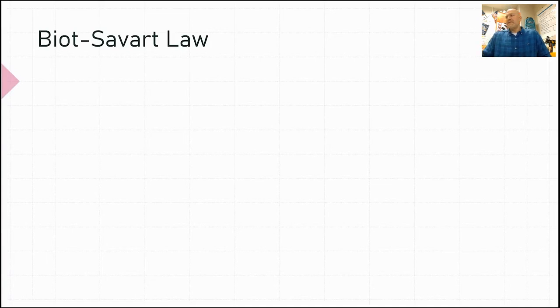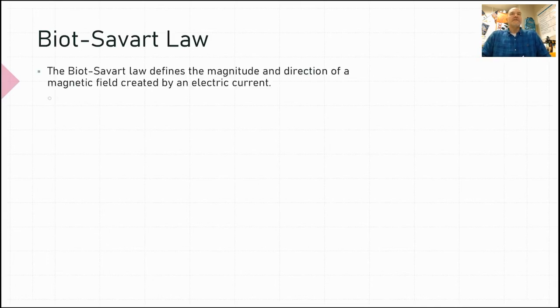And so what this law does is it really helps us calculate or derive expressions for magnetic fields that are caused by electric currents. It defines the magnitude and direction of a magnetic field created by a current. It's given by the equation dB is equal to mu 0 over 4 pi, I, the current, dl cross r hat divided by r squared.